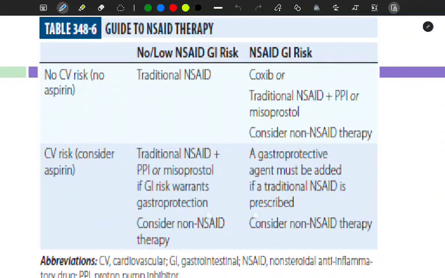If there is a cardiovascular risk and there is aspirin, the traditional NSAID can be used for those with back pain, rheumatology, but sometimes you need an NSAID like ibuprofen, this stuff. This pain cannot be relieved otherwise, you need the anti-inflammatory. So we cover them with PPI and gastroprotection. And for those with NSAID GI risk plus cardiovascular risk, gastroprotection must be added if an NSAID is prescribed.